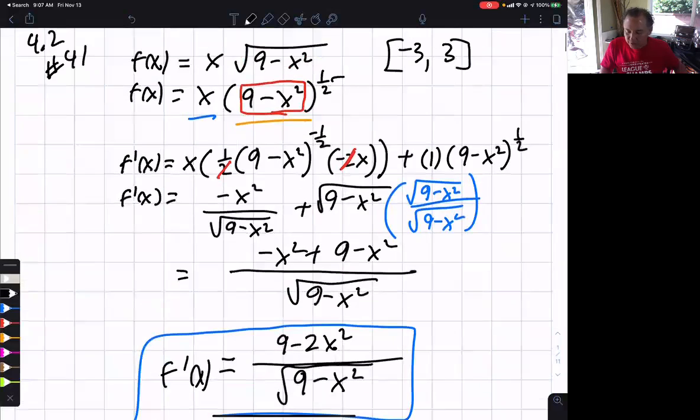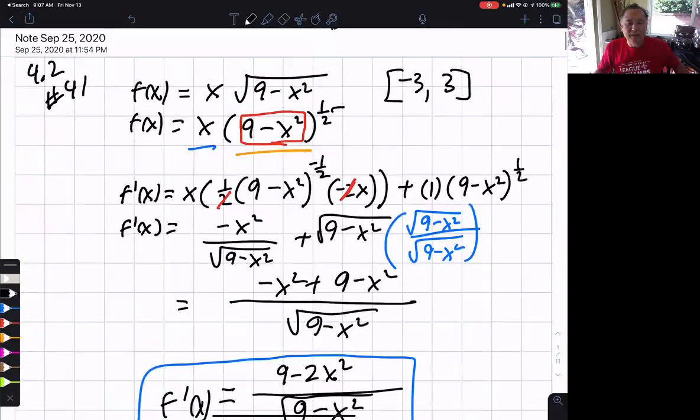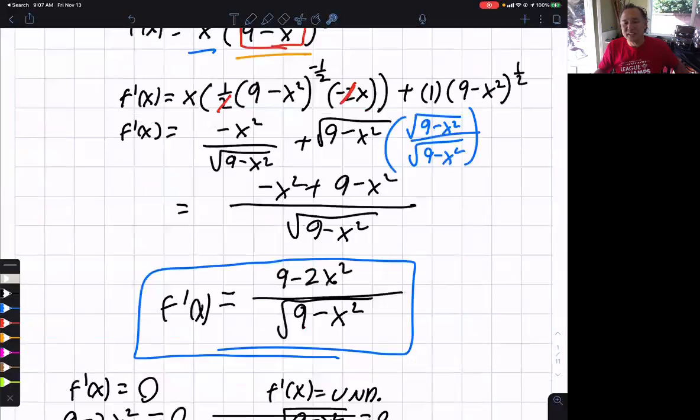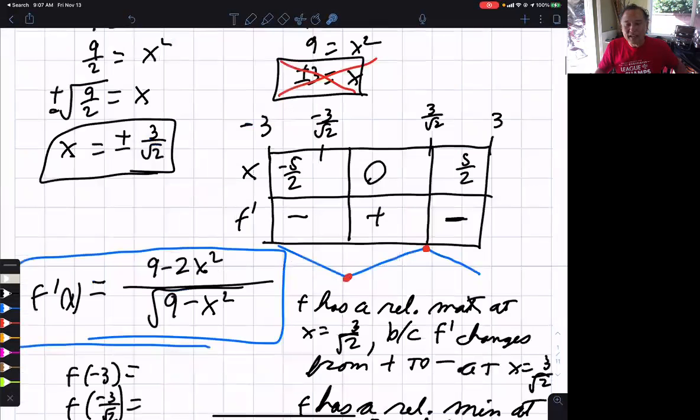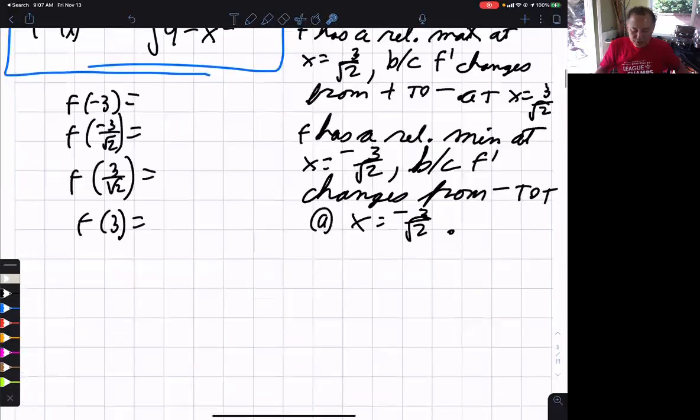Some people plug them into the derivative. The derivative doesn't give you y values. The derivative gives you the slope of the tangent lines. Why would you do that? You don't want that. So don't memorize. People just memorize, get confused. Just understand what's going on.